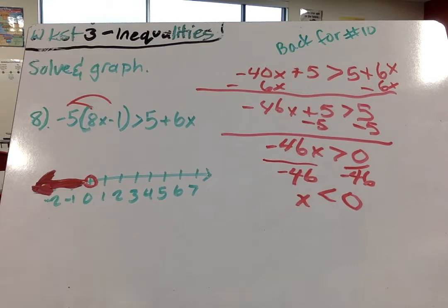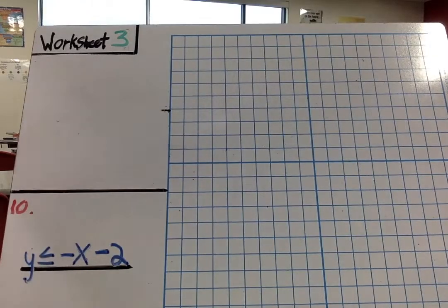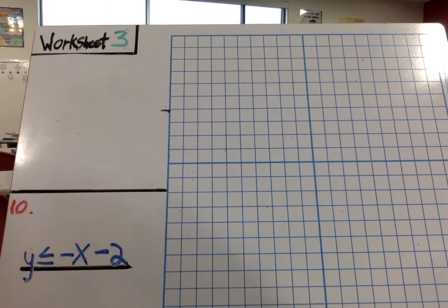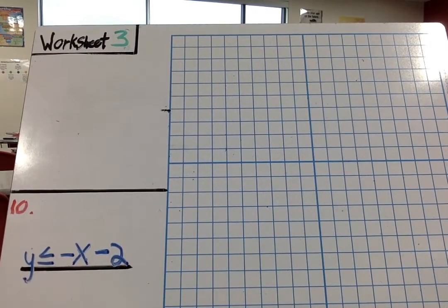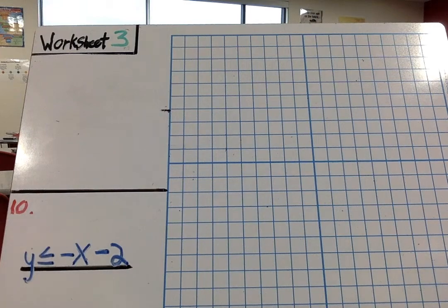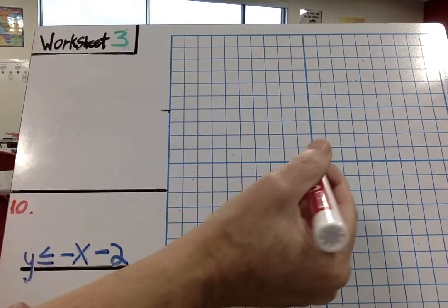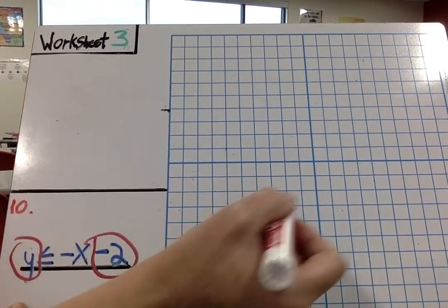All right. Now I'm going to go ahead and do one of the graphing ones, and I'm going to jump to number 10. Which hopefully you can see that. Y is less than or equal to -x minus 2. Now it's going to be on a coordinate grid here. This tells us where to start at -2 on the y-axis.